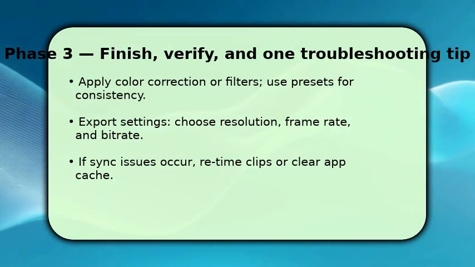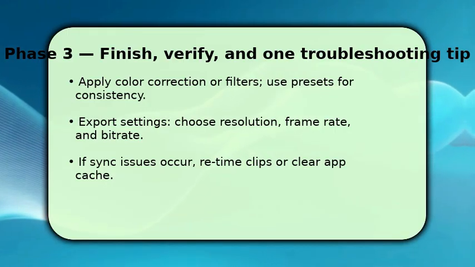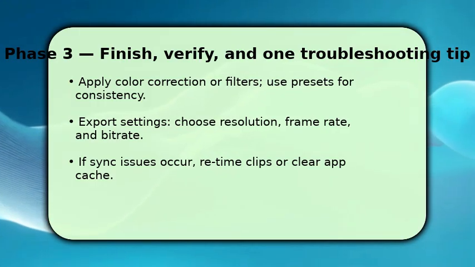Use the Adjust menu to tweak exposure, contrast, and saturation so photos match each other, and apply a filter if you want a unified look. Then set export options. Pick resolution, frame rate, and bitrate that match your platform, and tap Export.